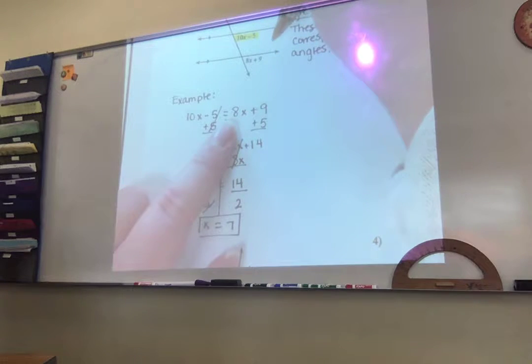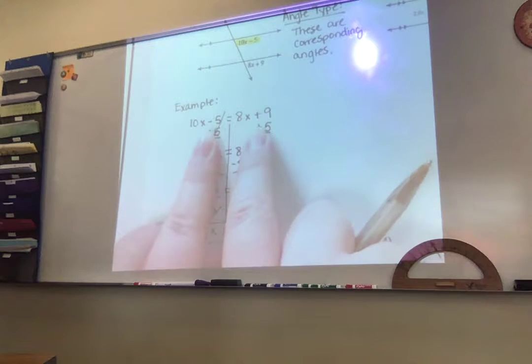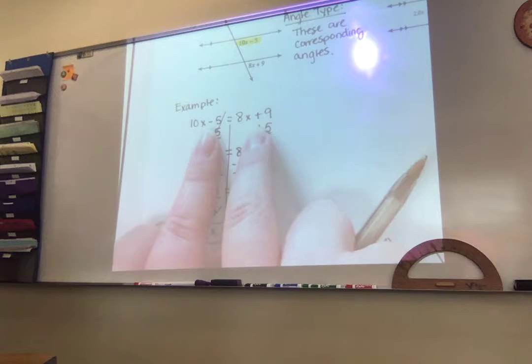Does that make sense why I set them equal to each other? No. So what has to be true about corresponding angles? One's inside, one's outside. True, but what about their measures? They equal 180? They don't equal 180. They are just equal. They're the same. So if they're the same, or we call congruent, then we have to set them equal to each other. All right?